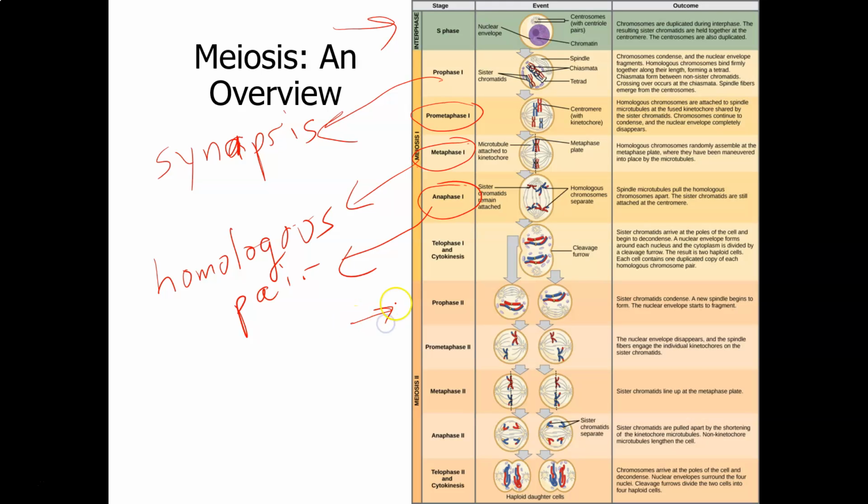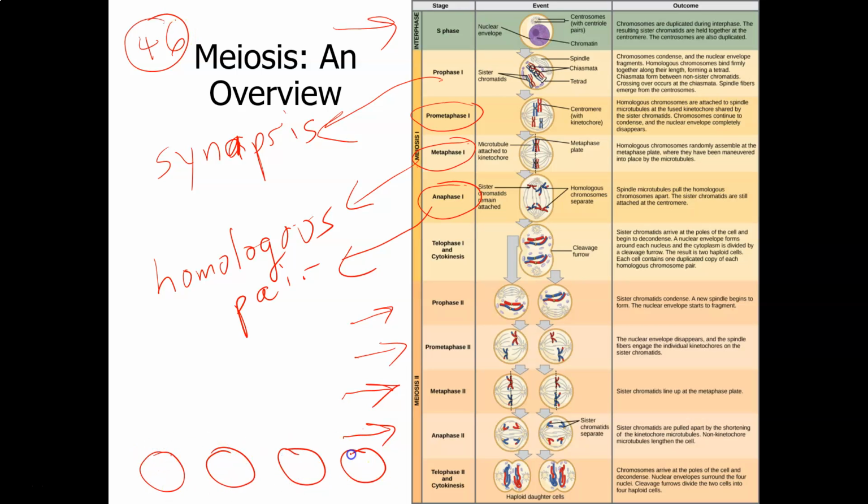Then we have prophase 2, and all of the second stage, prophase 2, prometaphase 2, metaphase 2, anaphase 2, all of those stages are exactly the same as mitosis. So in prophase 2, the chromosomes condense, the nucleus disappears, and all that stuff. The same thing that happens in prophase of mitosis. In prometaphase, the spindle microtubules attach to the kinetochores of the sister chromatids. In metaphase 2, the sister chromatids line up at the center of the cell, and in anaphase 2, the sister chromatids pull apart. And then in telophase 2 and cytokinesis, you end up with 4 daughter cells. The original parent cell was diploid. It had 46 chromosomes. By the end of meiosis, the 4 daughter cells each have the haploid number of chromosomes, which is 23.